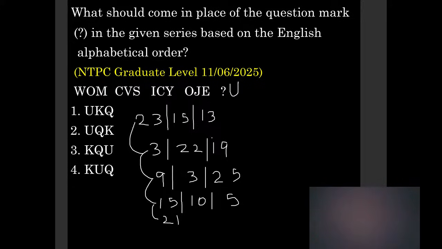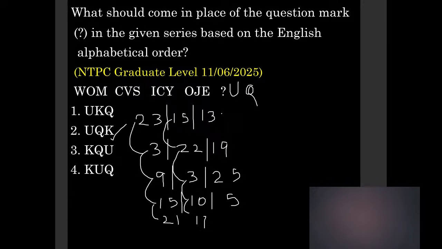21 means U. Next, if you observe here, they are adding 7 to each one. 15 plus 7, 22. 22 plus 7, as this is a cyclic order, after Z again it is A, B, C. So it is equal to 3. Next, 3 plus 7, 10. 10 plus 7, 17. So 17 is Q. U, Q. You have only one option, which is option 2.